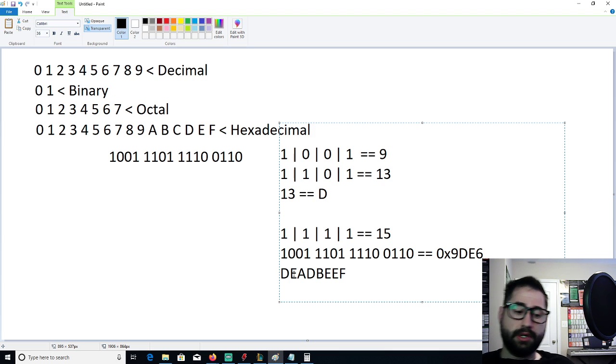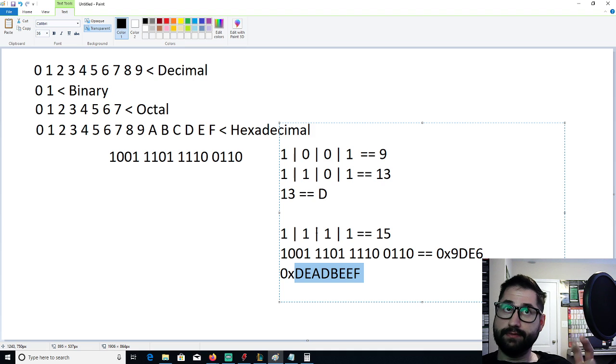Dead beef is also 32-bit aligned, which is good, right? If you take these 8 digits, each representing 4 bits, and you multiply them, 8 times 4 is 32. So that's where you would get that from.